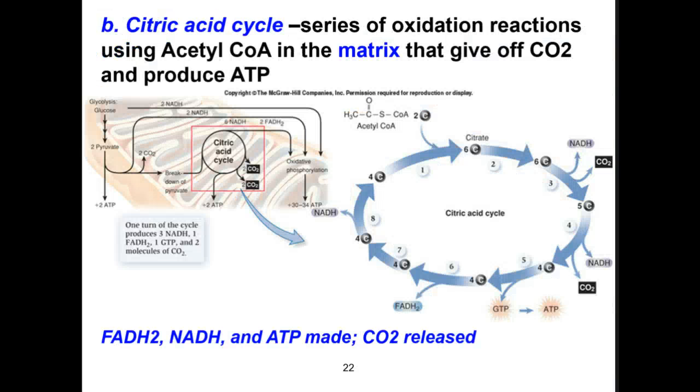Then, acetyl coenzyme A from the previous stage will undergo a series of oxidation reactions where it is further broken down in order to give off more carbon dioxide, produce a little ATP, but ultimately the main goal of this part of the cellular respiration is to gather electrons and protons in the form of NADH and FADH2, which will be used during the electron transport chain and oxidative phosphorylation. We call this the citric acid cycle, also known as the Krebs cycle.